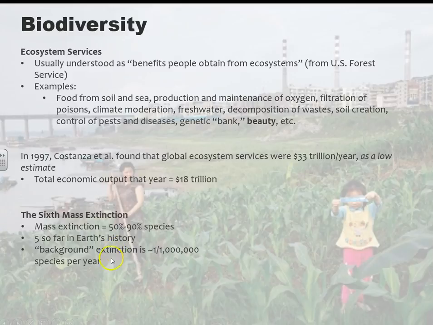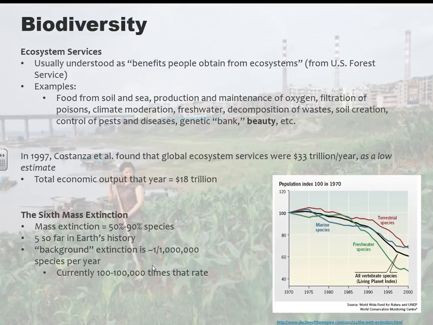Species naturally die out. We expect about 1 out of every million species to go extinct per year. This is called the background extinction rate. Currently, it's about 100 to 100,000 times that rate. So there have been five mass extinctions so far, and we are currently actually going through a slow mass extinction.